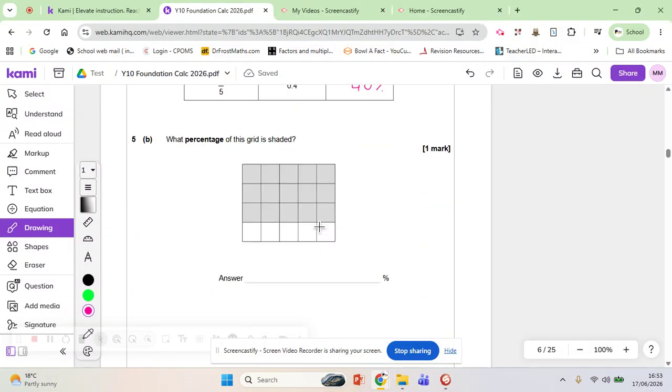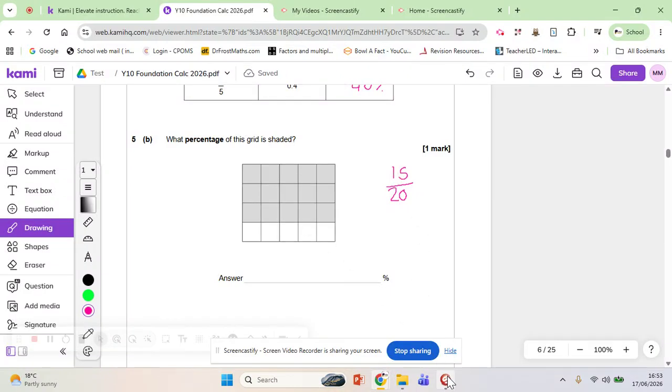Okay, what percentage of this grid is shaded? So again, we can just count our squares of the whole grid. Again, a quicker way of doing it would be doing 5 times 4. So there's 20 in the grid. And we count how many shaded, so 3 times 5 is 15. And we get 15 over 20.